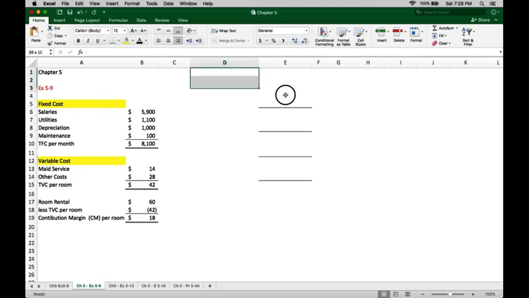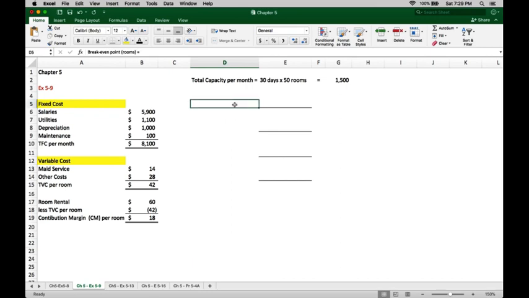So a note I'm making up over here is the capacity. And the total capacity per month is, I can have 1,500 rooms rented per month. Okay, I have 50 rooms available per day, 1,500 per month that I can rent out. You need to keep that in mind. As we go through our break-even analysis, I'll circle back to that number and explain why that was important.